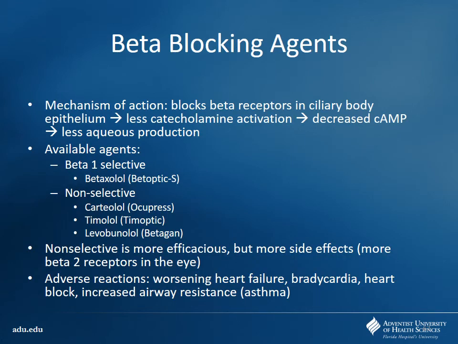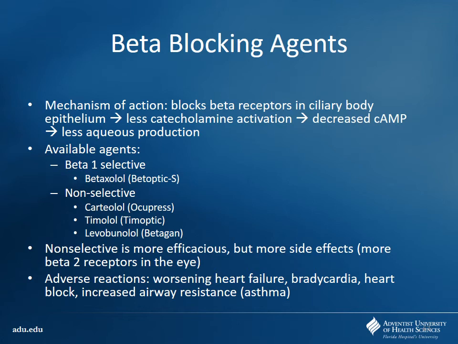So the next on the list is your beta blocking agents. These might be considered first line, kind of interchangeable with the prostaglandins, depending on your patient. We'll talk about what that is. As you might imagine, they're blocking beta receptors, so they're beta receptor antagonists. What this is going to do is decrease the catecholamine activation, so it decreases the second messenger cyclic AMP and produces less aqueous humor, right?